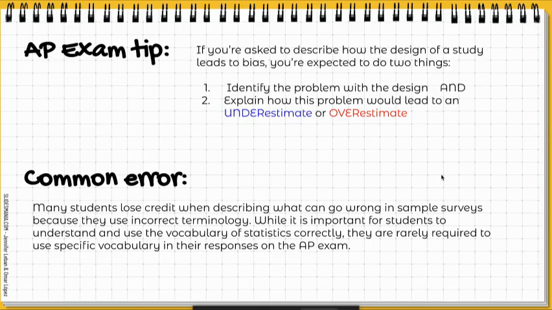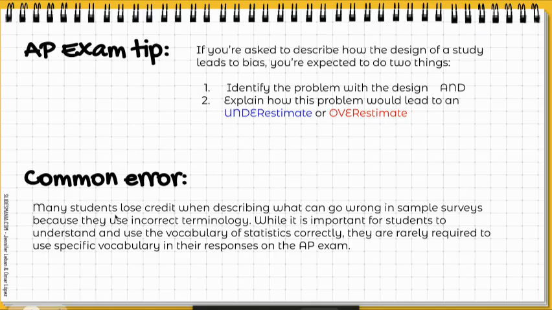So here's your AP tip. If you're asked to describe how the design of a study leads to bias, you're expected to do this in two ways. One, identify the problem with the design, and two, explain how the problem would lead to an underestimate or an overestimate. So you need to do both of those things. So what's the problem, and will it overestimate or underestimate?